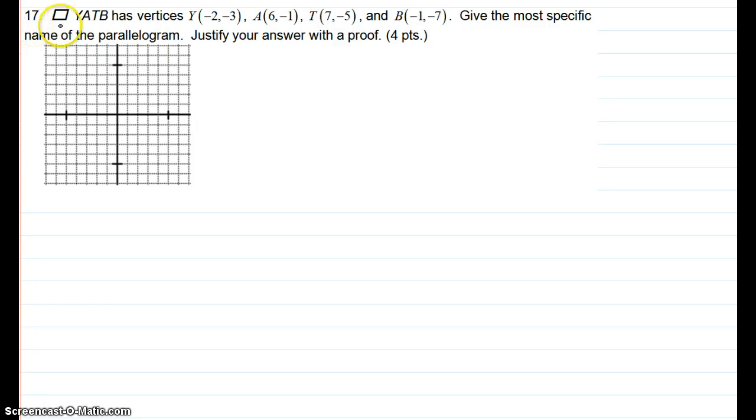All right, let's take a look at number 17. So we have a parallelogram YATB has vertices given. Give the most specific name of the parallelogram. Justify your answer with a proof.